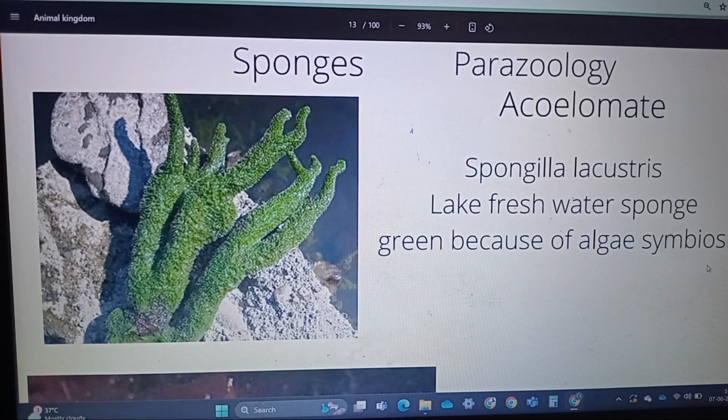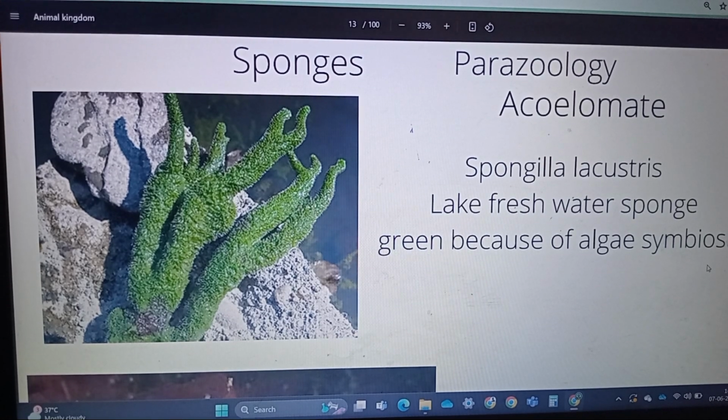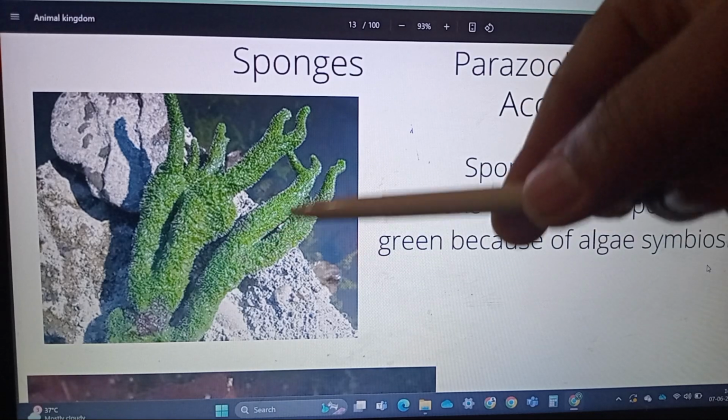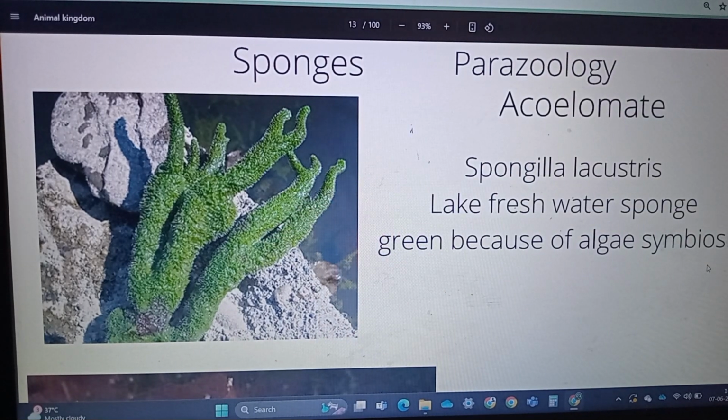Here is the example of the freshwater sponge called Spongilla. This Spongilla appears to be green because of the symbiotic growth of algae on it. This is aquatic and this is sessile. The members of the phylum Porifera are mostly asymmetrical because they are irregular in shape.